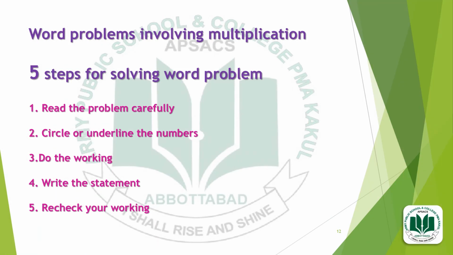The last subtopic is word problems involving multiplication. It is the same as you have done in addition and subtraction. You have to follow the 5 steps for solving a word problem. Let's have a recap of those steps. Number 1 is read the problem carefully. Number 2 is circle or underline the numbers. Number 3 is do the working. Number 4 is write the statement. And number 5 is recheck your working.